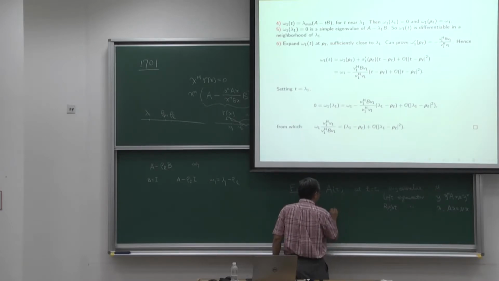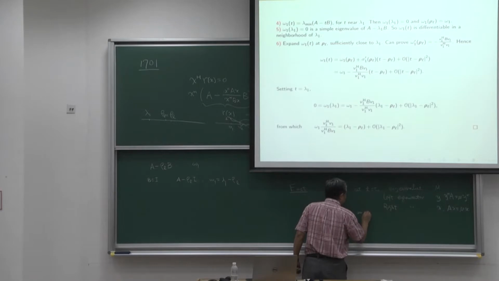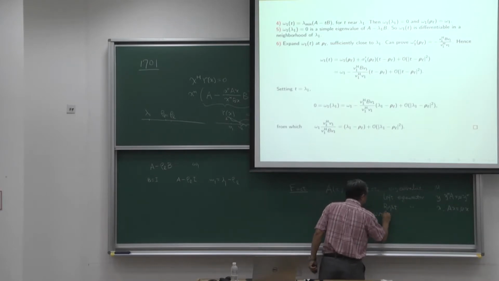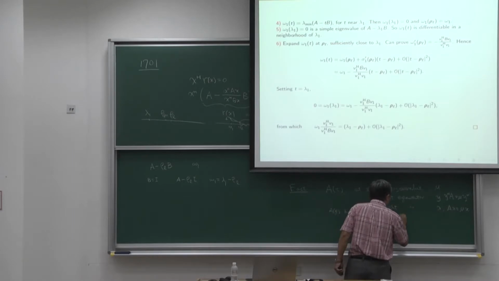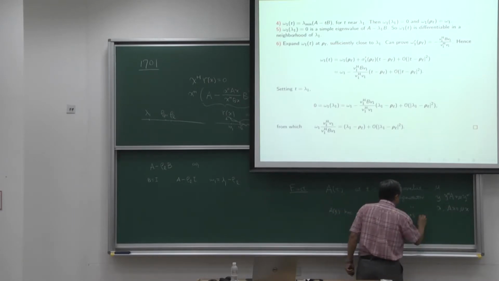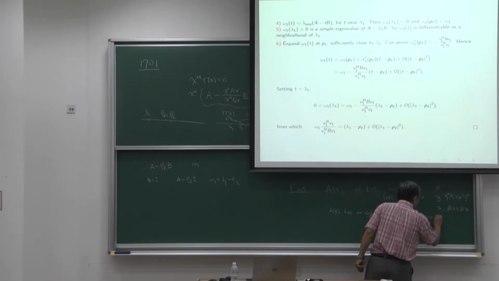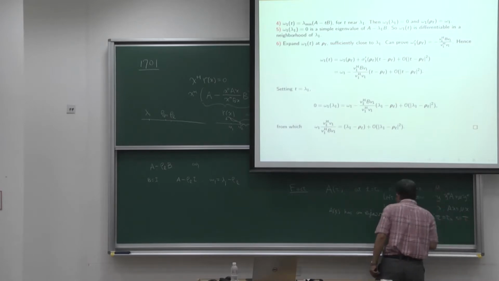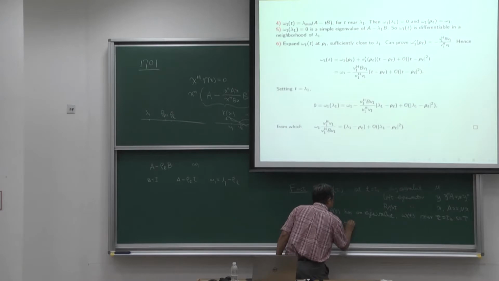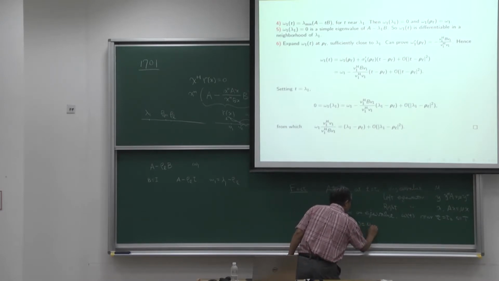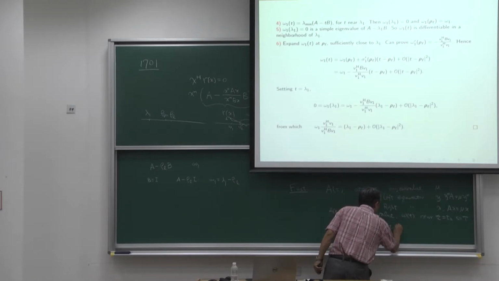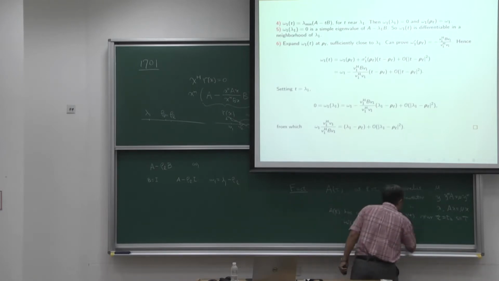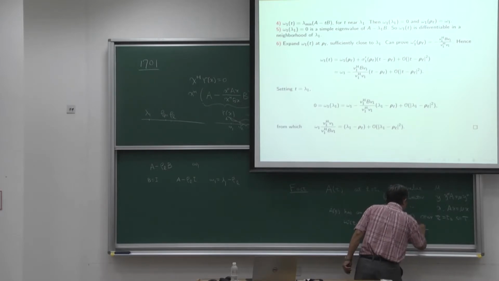Then there is an eigenvalue, let me call it omega(t), near t equal to t0, such that omega(t0) equals mu, and the derivative of omega at t0 equals the following.